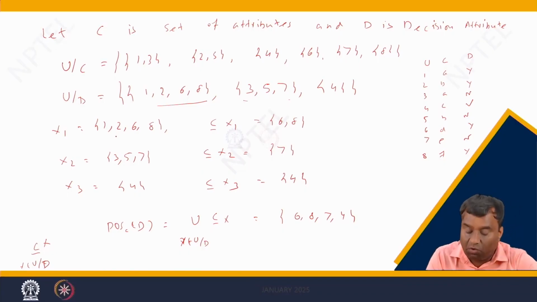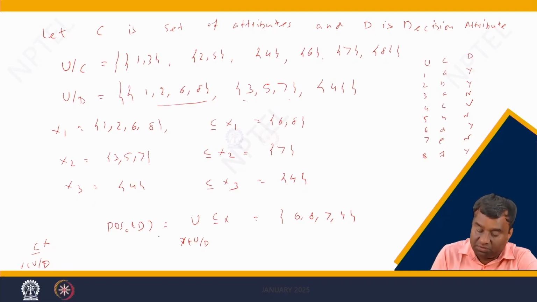So now first find the lower approximation of x1. Here the target set is 1, 2, 6, 8, under C. So see which equivalence classes are proper subsets. The class containing 1 will not be there, as 3 is not present. This one is also not there, as 5 is not present here. So only 6 and 8. So that is the lower approximation of x1. Similarly x2 is 3, 5, 7. So 3, 5, 7: this is not present, this is not present. So only 7 is present. And for x3, only 4 is present.